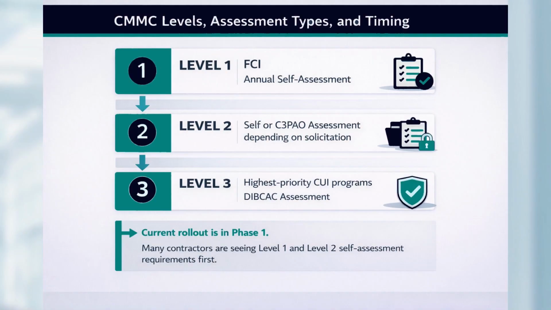Then there's an advanced requirement or level called level 3. It's going to apply to a very small number of highly sensitive programs, and it's the highly sensitive CUI, and it's not audited by a C3PAO. I forgot to explain that acronym. The CMMC third-party assessor organizations, in other words, the auditors. Those are private firms. Level 3 requires the government to do the audit through a group called DIBCAC.